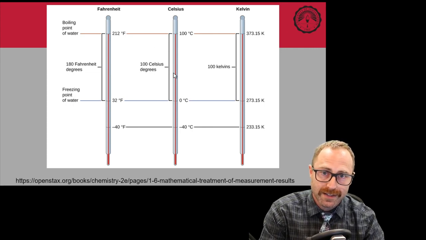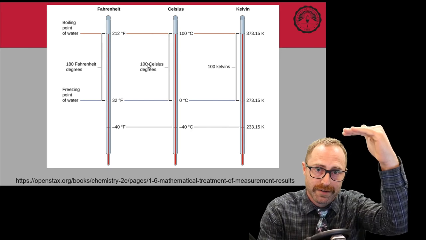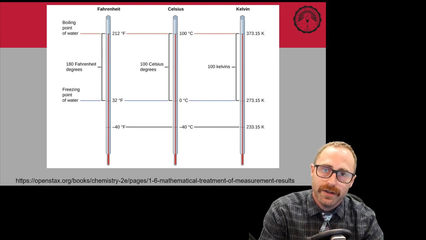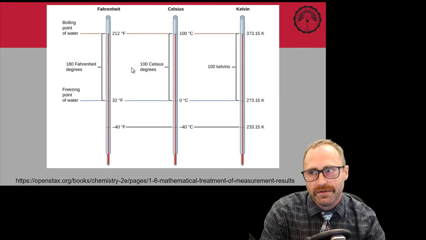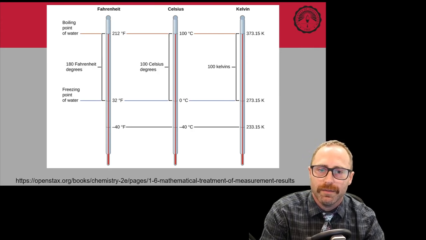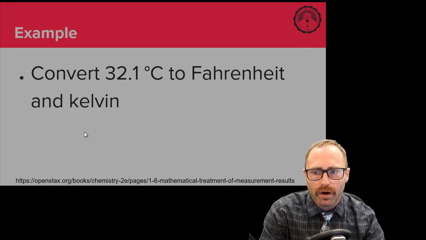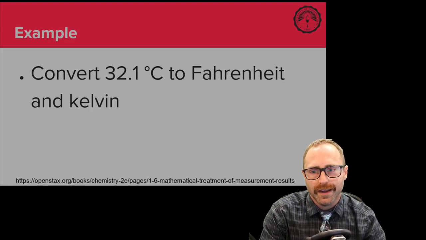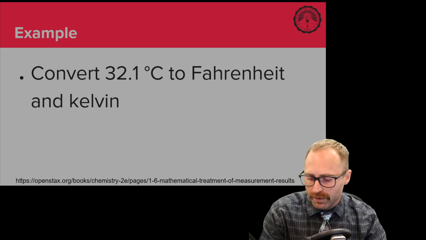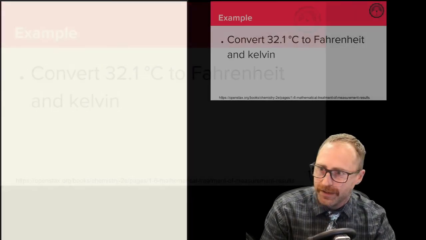And we can see that because there's 100 Kelvin in the exact same measurement range as the 100 Celsius. But Fahrenheit, of course, is different, the 180 versus 100, and that's why we're going to have a conversion factor that I'm honestly just going to recommend that you memorize. What are those conversion factors? It's probably easiest to go over them with an example. So let's work one example here together.